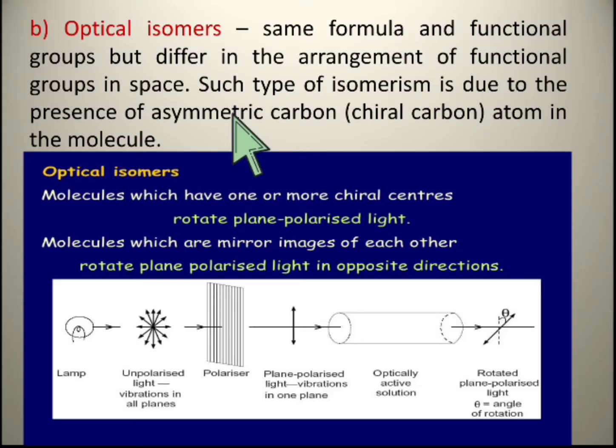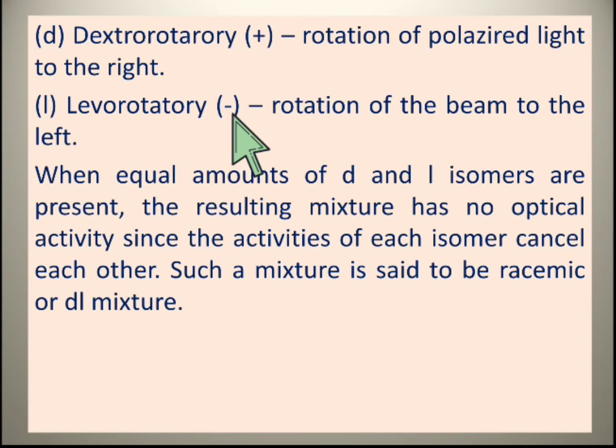Okay, so here, when equal amounts of both the dextrorotatory and levorotatory isomers are present, the resulting mixture has no optical activity. Why? Since the activities of each of these isomers cancel each other.